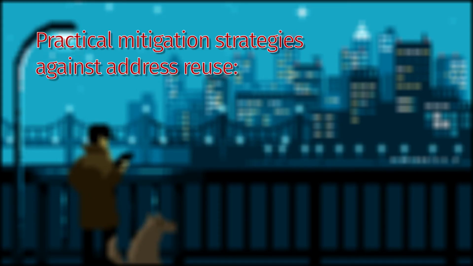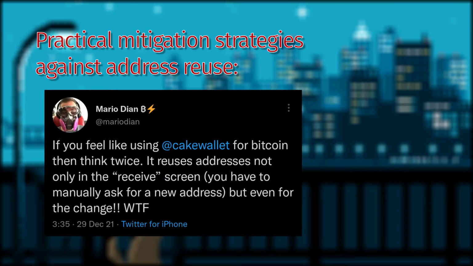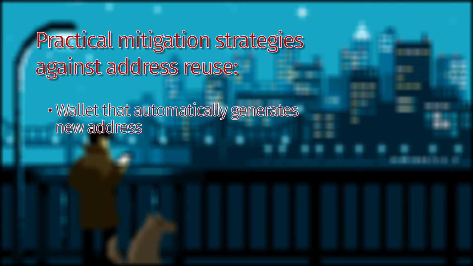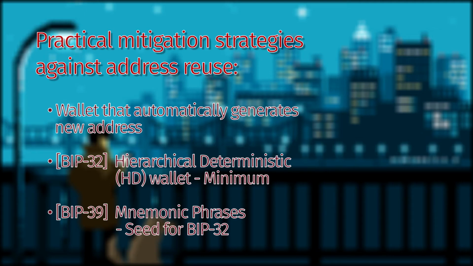Here are a few strategies. Pick a wallet that has the ability to generate more than one address automatically, unlike this one here. So how do I identify if a wallet has the ability to generate multiple different addresses? Look for something called HD Wallet or BIP32. They have the ability to generate addresses deterministically from a seed. Or even better, a wallet that supports BIP39, which gives you a seed in the form of a mnemonic phrase, which you could back up easily.